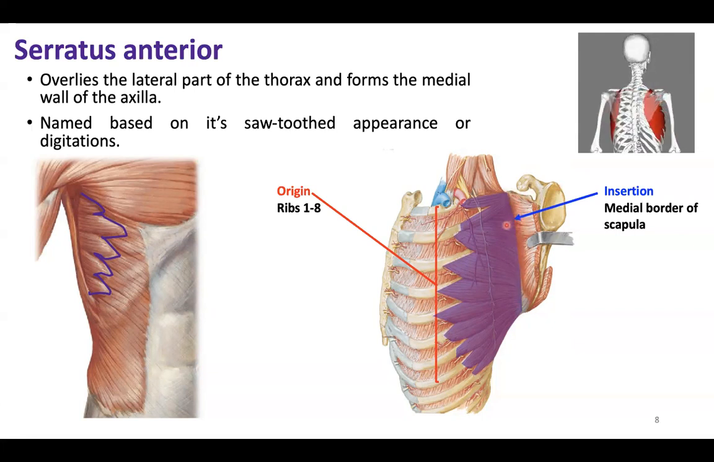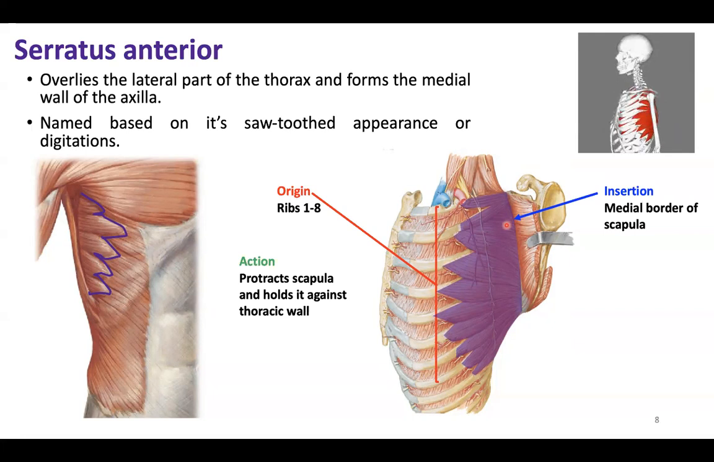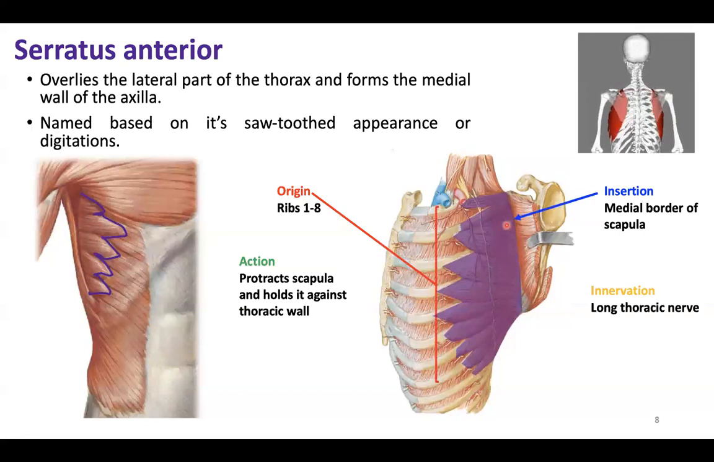When this muscle contracts, it will pull the scapula laterally. This movement is known as protraction. So its action is protraction of the scapula. It also holds the scapula against the thoracic wall. It pulls the scapula forward. And it's innervated by the long thoracic nerve.